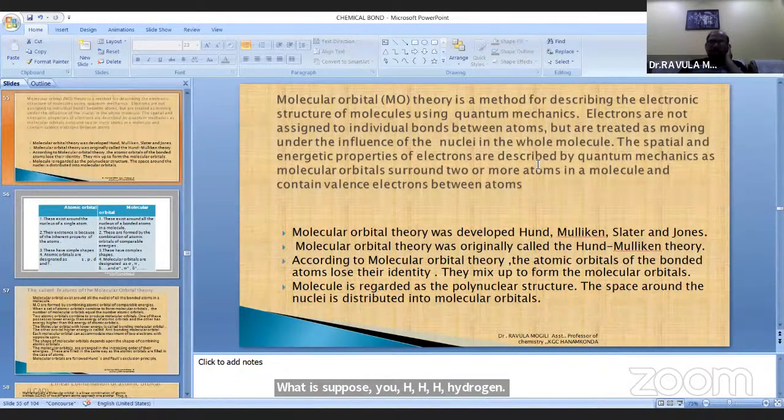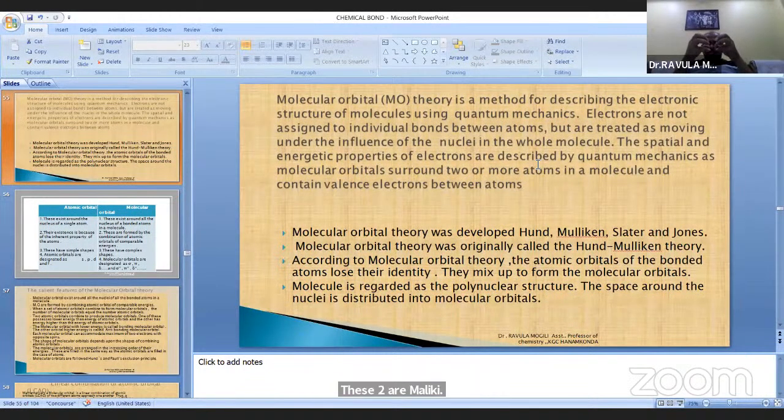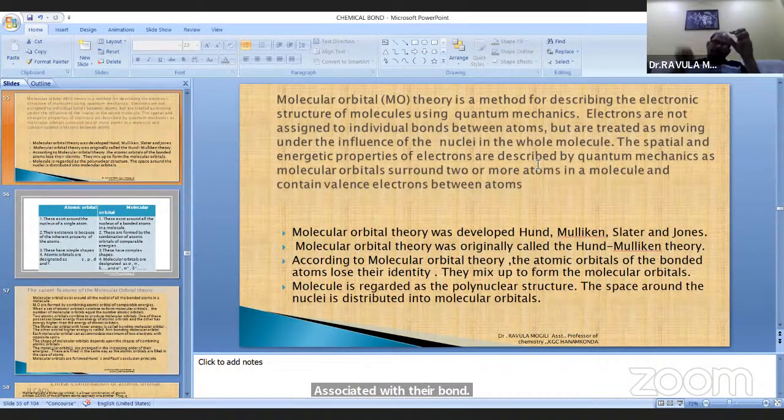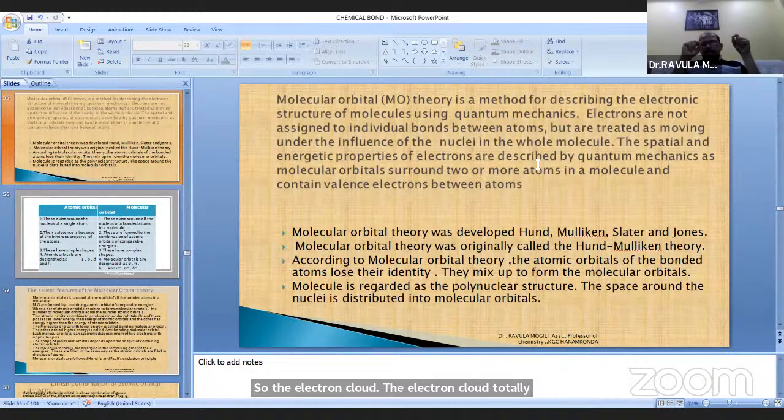If we take a hydrogen atom, the electron cloud is around the hydrogen nucleus. But if we take a hydrogen molecule, these two are hydrogen atoms associated with a bond. So the electron cloud is totally revolving around all the nuclei in a hydrogen molecule.